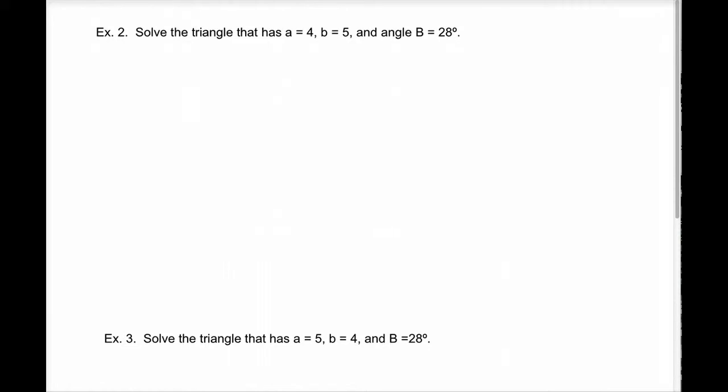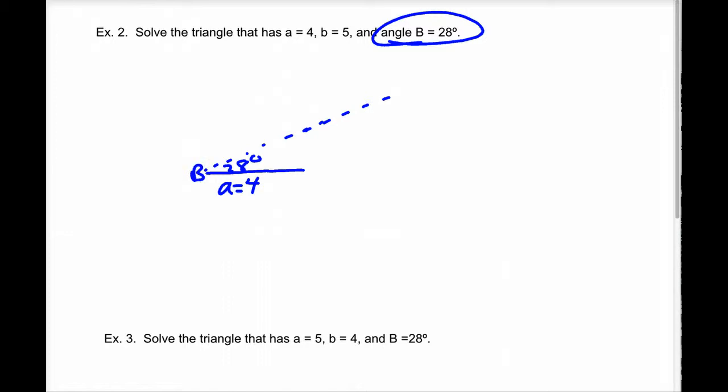So I'm going to try to draw a picture. I got a 4, I got a 5. Which one should I put down here? I'm going to put the 4 down here, not because it's smaller or anything like that, but because angle B connects to it. I'm going to try to draw a 28-degree angle for B. And side b couldn't have connected anything, so that's why I started with the 4.